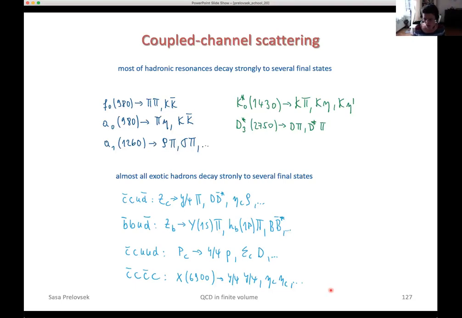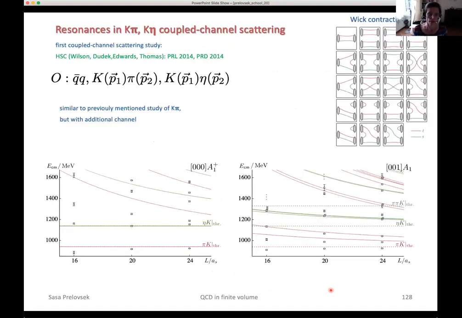And here there are not so many answers. There is an idea how to do it, so I'll try to present it on the simplest example. That was the first result of a coupled channel study using this Lüscher approach by the Hadron Spectrum Collaboration. I'm giving you an example of coupled scattering of K pi and K eta. So here, resonances that can decay into both of those appear.